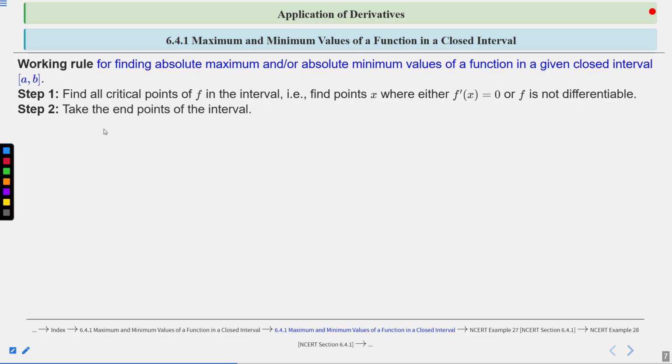Step 2: take the endpoints of the interval. Step 3: at all these points listed in step 1 and 2, calculate the values of f.